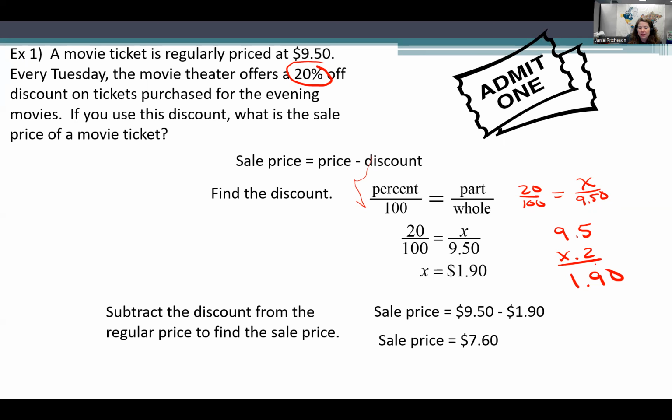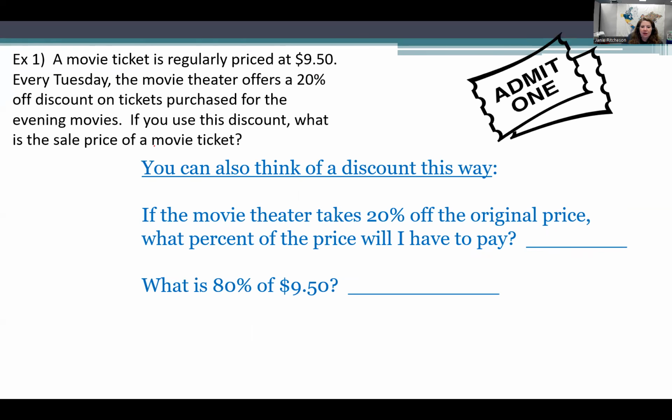The price went down because it was on sale. All right, so same scenario, but you can think of it a little different to trade that two-step problem in for a one-step problem. You can think of the discount in this way. If the movie theater takes 20% off the original price, what percent of the price will I pay? Well, if $9.50 is 100% of the price, and they're going to remove 20% of the price, then I'm going to pay 80% of the original price.